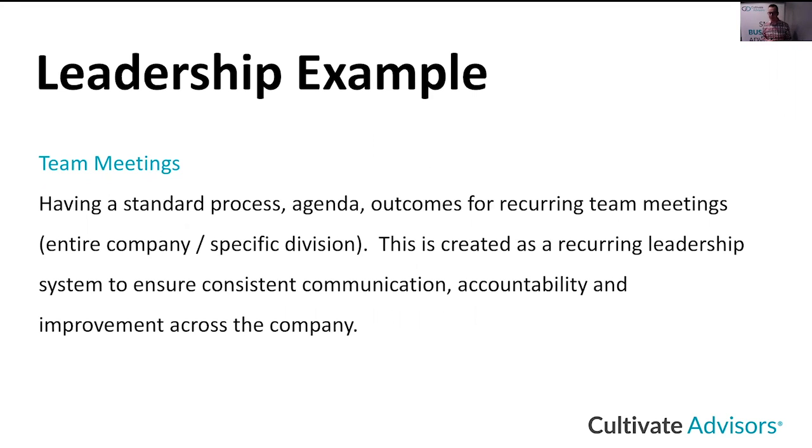It's this idea of having a standard process, agenda, outcome for recurring team meetings. I talked about this a little earlier. And this really creates that recurring leadership system, and it helps you ensure consistent communication, accountability, and improvement across the company. So this is one of the most important systems I put in any business once they have employees.